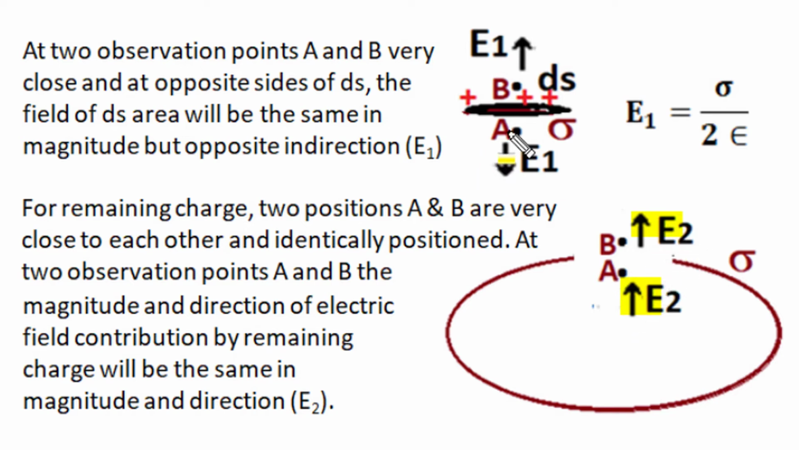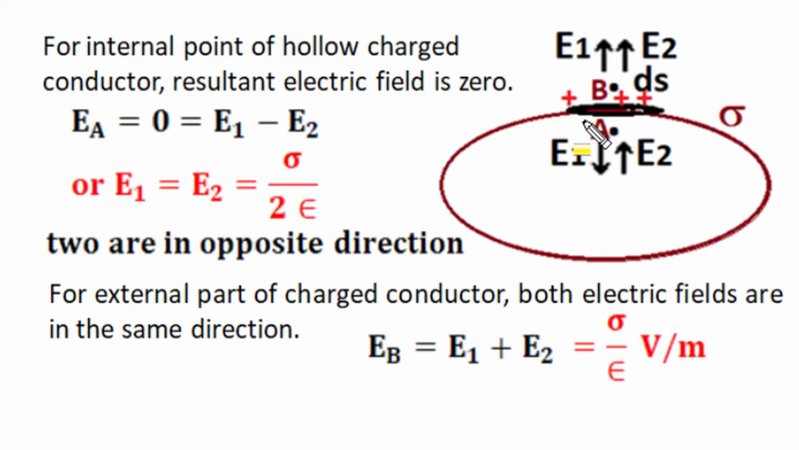So at observation positions A and B, the elemental surface area produces identical magnitude electric field in opposite directions, and the remaining surface charge area produces identical magnitude of electric field but in the same direction. So the electric field contribution of elemental surface area ds having charge sigma ds at A and B positions is E1, equal in magnitude but opposite in direction, and the remaining charged surface area having variable surface charge density produces identical magnitude of electric field E2 in the same direction.